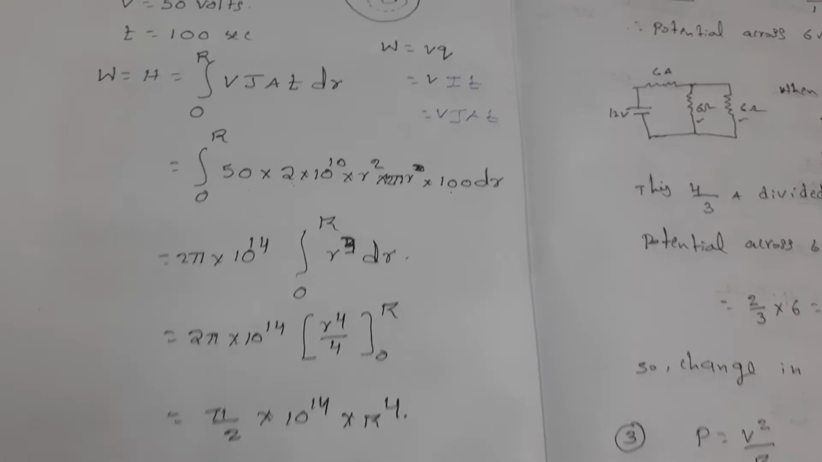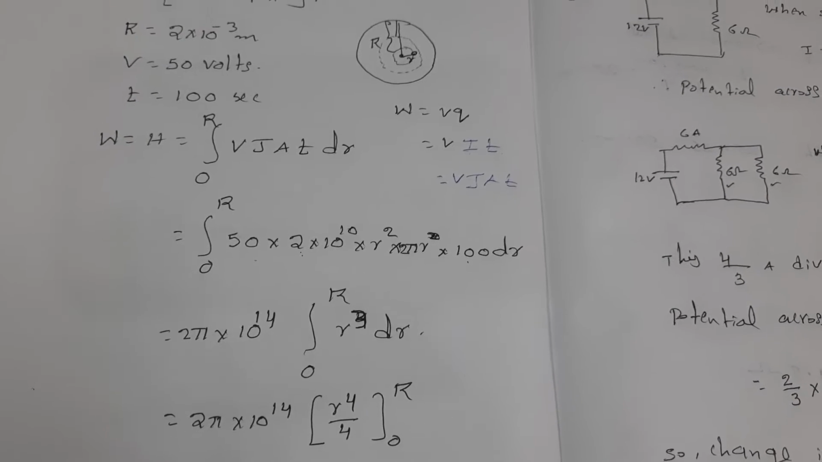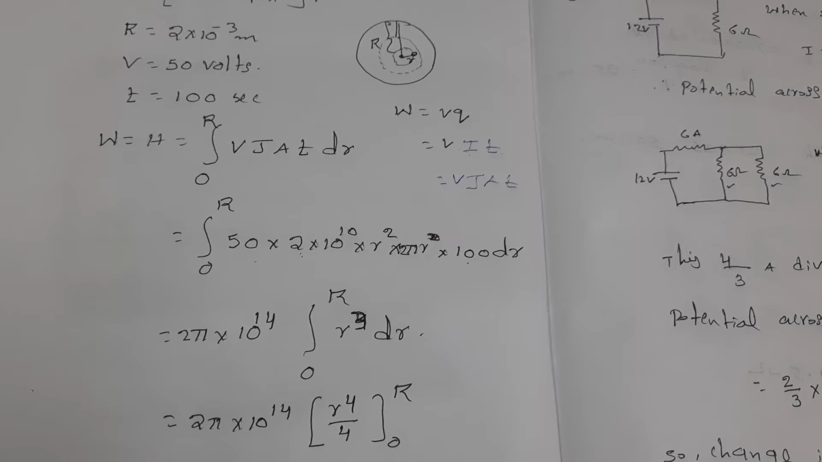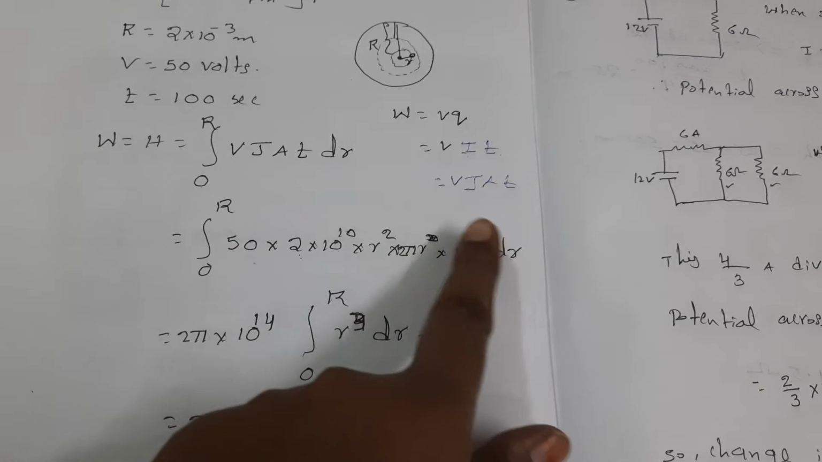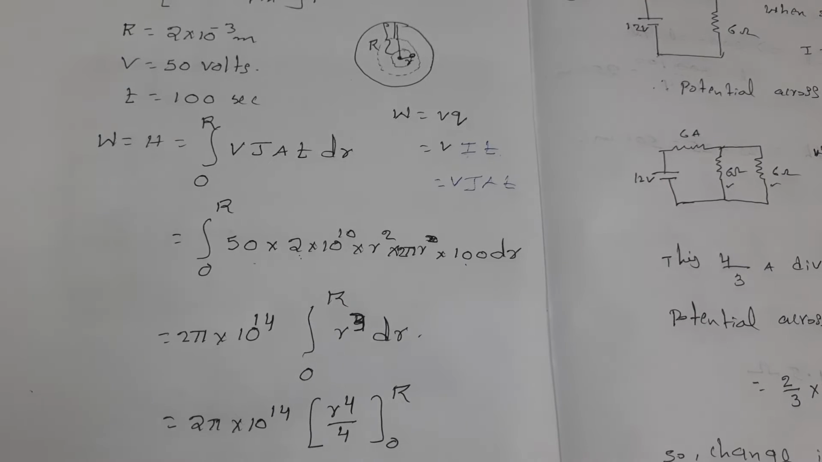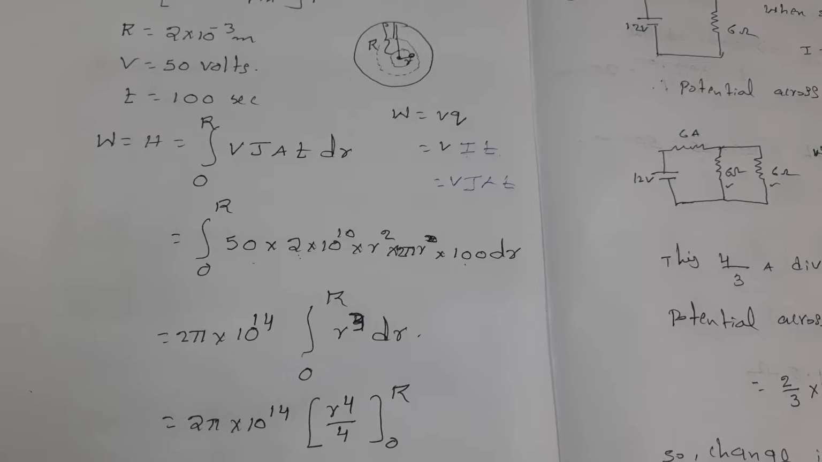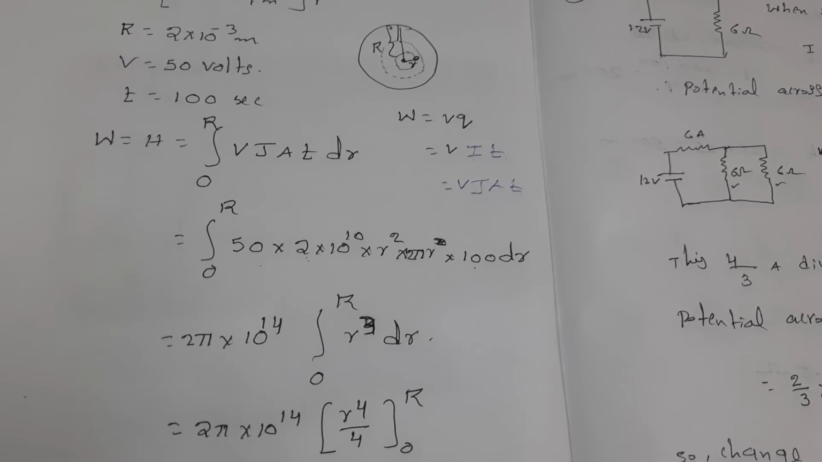This looks big, but the logic is simple. We have to remember two things for this: the work done and the current density relation. Then we substitute and finally find the answer. Then we can go through the second problem.